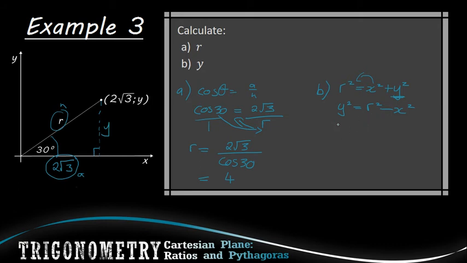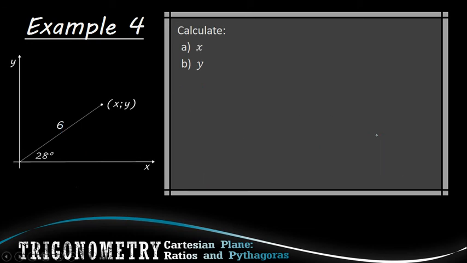So substituting in our known values, we've got y squared is equal to 4 squared minus, and x is 2 root 3, so that all squared. Then we solve for y, so y is equal to the square root. Now if I simplify this, this is 16 minus, this becomes 4 times 3, so this is 12. And then we have 16 minus 12, which is square root of 4, which is just 2. And then for example 4, we need to find x and y. So now both of our coordinate points are unknown.